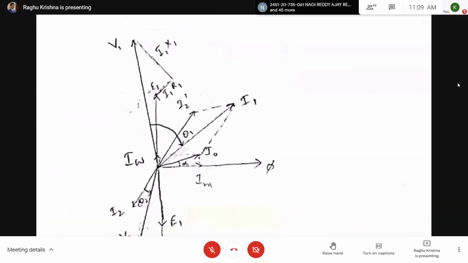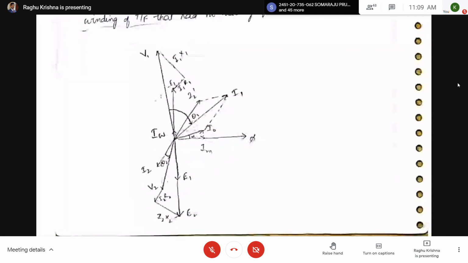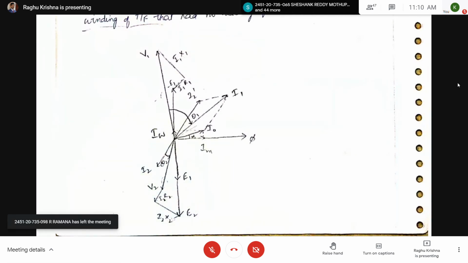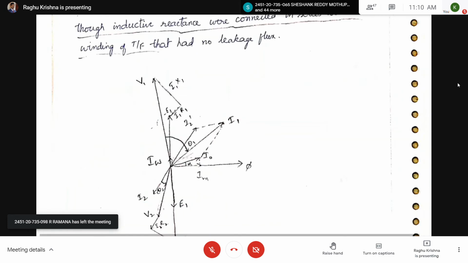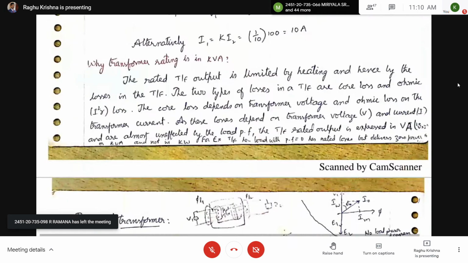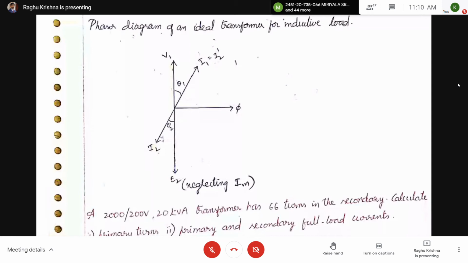So here, what phasor diagram are you seeing? Are you able to see a phasor diagram? Yes, sir. Okay. So here, this is the phasor diagram of a practical transformer for an inductive load. For you, this phasor diagram is enough. This is the phasor diagram of an ideal transformer for inductive load.